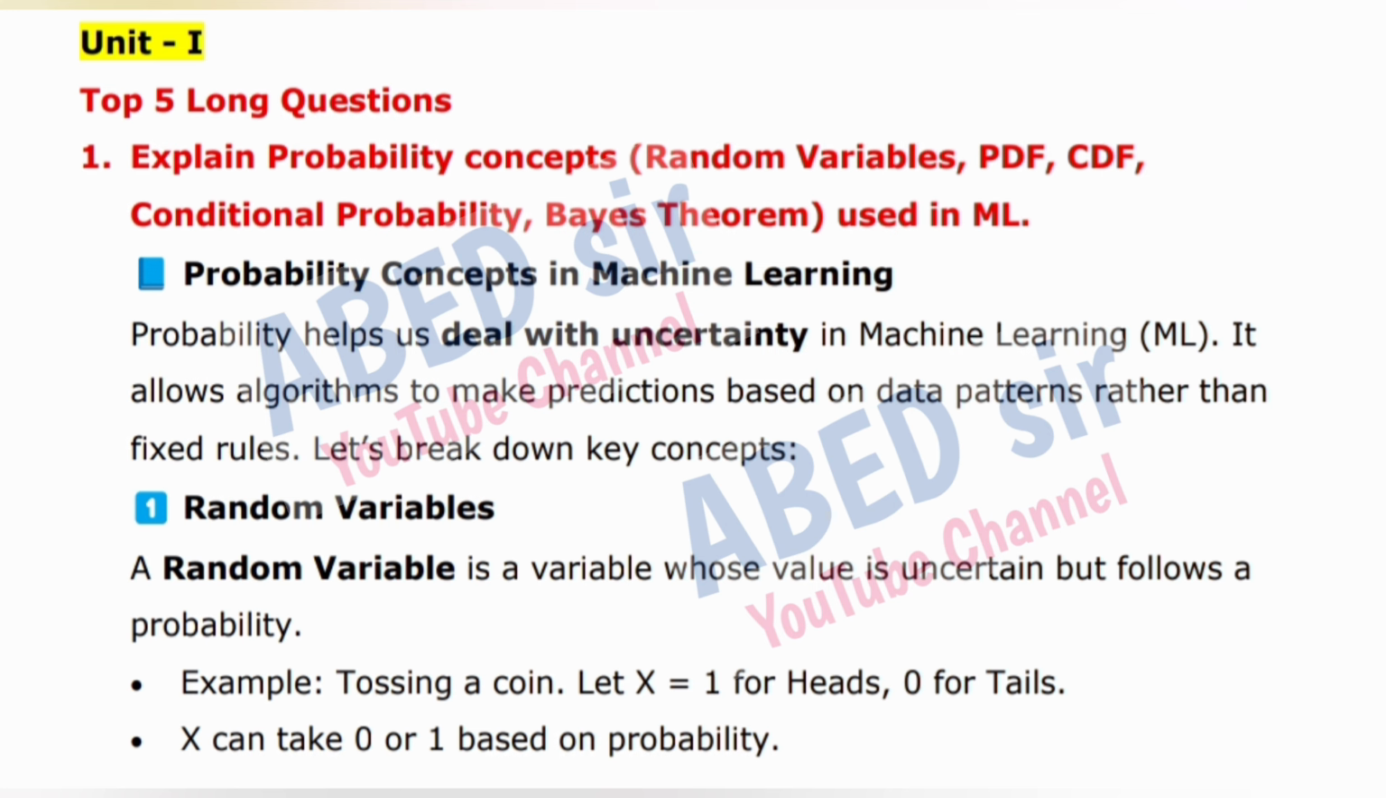Let's break down key concepts. Random variables. A random variable is a variable whose value is uncertain but follows a probability. Example, tossing a coin. Let X equal 1 for heads, 0 for tails. X can take 0 or 1 based on probability.